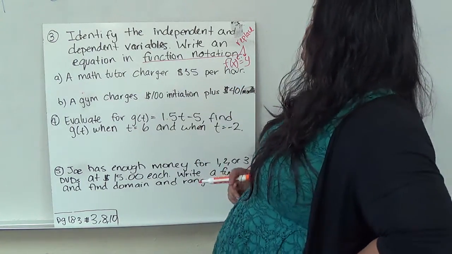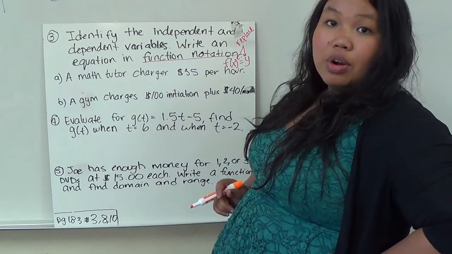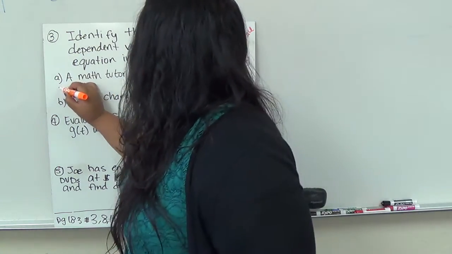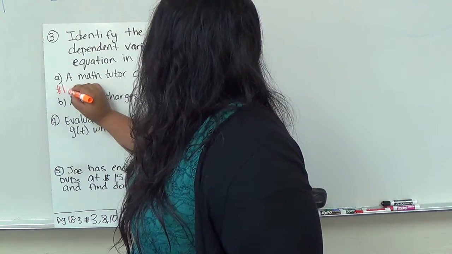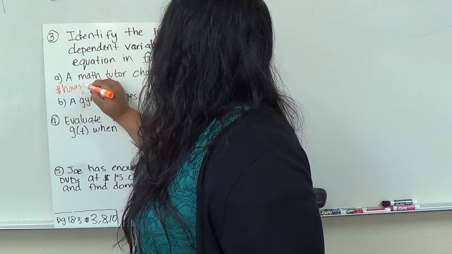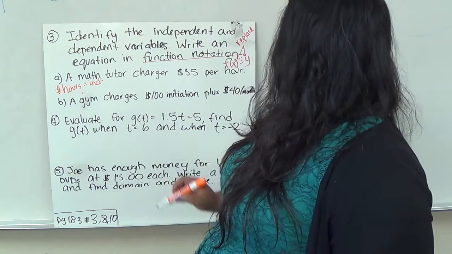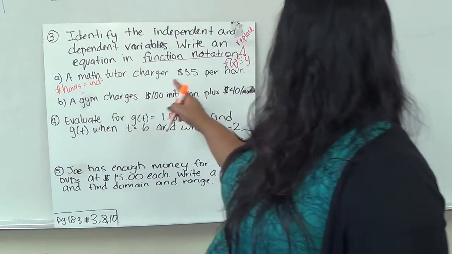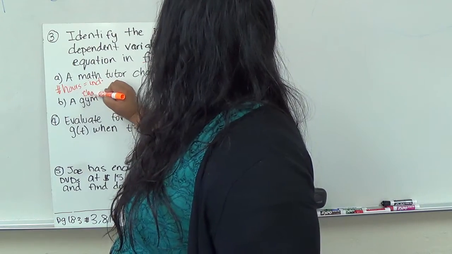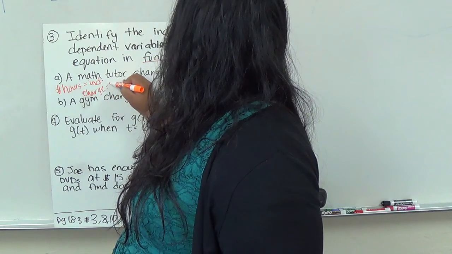So a math tutor charges $35 per hour, okay? Again, hour, number of hours, is our independent, because it's time, all right? $35, okay, the charge is my dependent.